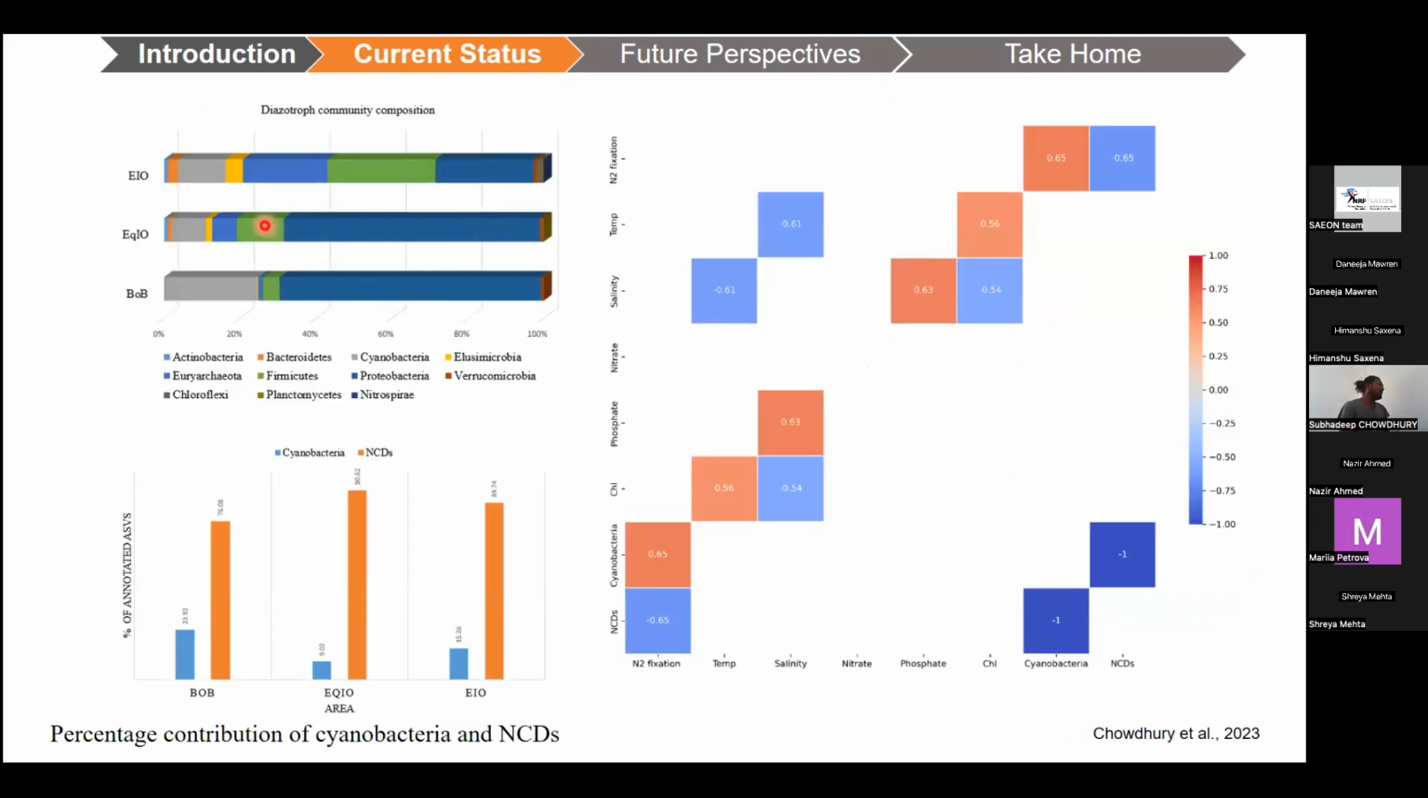Overall, in the diazotroph community, you can see from here that different basins have different types of community composition. The Bay of Bengal, out of these three regions, hosts the most cyanobacterial diazotrophs in the community. If we look at the Pearson correlation, you can see the nitrogen fixation is mainly driven by the cyanobacterial group, not the non-cyanobacterial diazotrophs. So there is no direct evidence of non-cyanobacterial diazotrophs fixing nitrogen in the Indian Ocean.